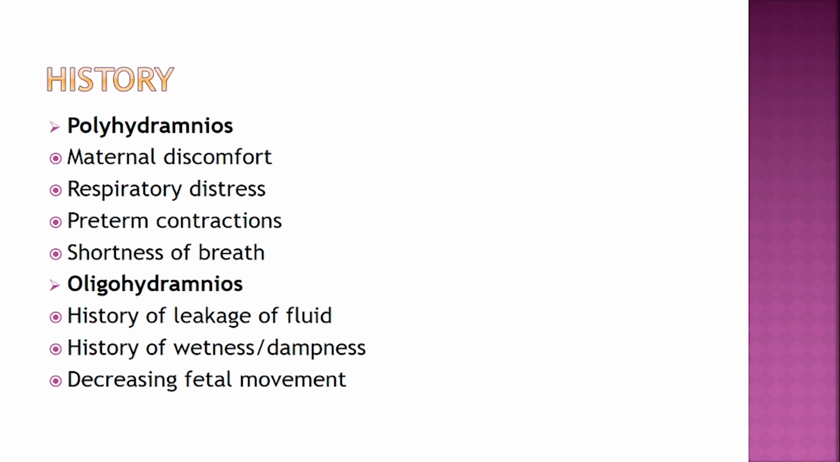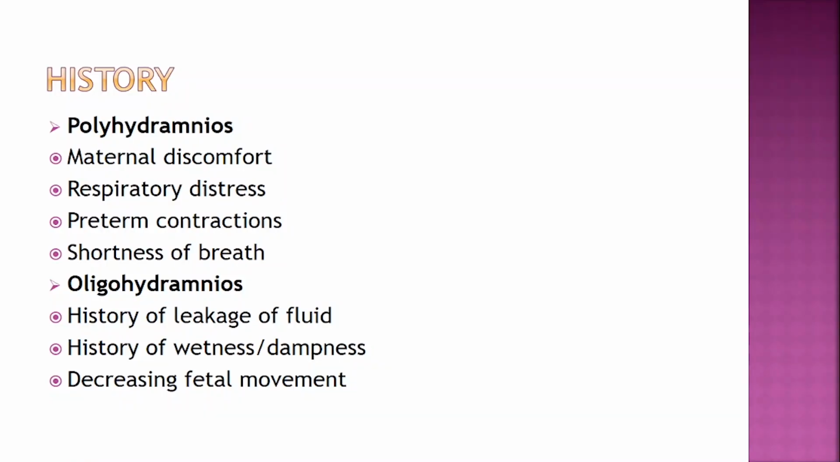History. How do you manage? Now you've diagnosed oligohydramnios or polyhydramnios. How do you manage? History taking. In polyhydramnios, the woman may present with shortness of breath from the distended abdomen. Also, the woman might start having preterm contractions. The woman may have respiratory distress or maternal discomfort.